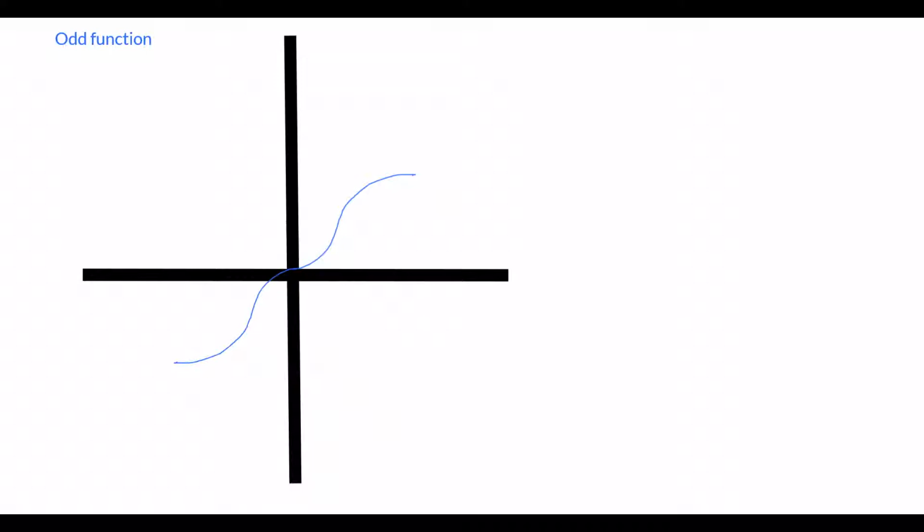And then this is the odd function. Okay, maybe this one is not clear enough. Maybe I show you one more example in this case. Right, let's draw another graph.